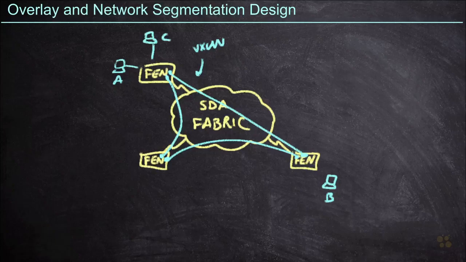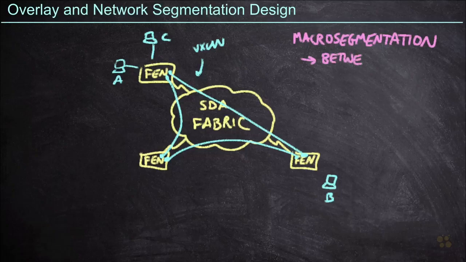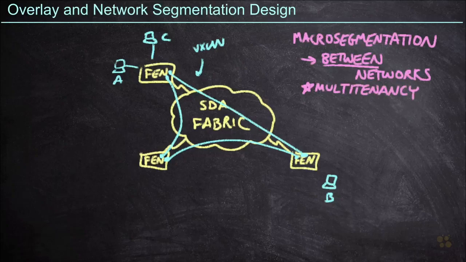Network segmentation is broken down into two primary categories. First of all, we have macro segmentation. With macro segmentation, what we're really looking at is segmenting traffic between larger networks. And oftentimes, this is going to relate to multi-tenant environments. In a multi-tenant environment, we think about a service provider who has multiple customers attached to a common network architecture.